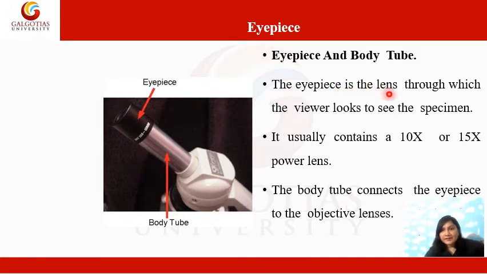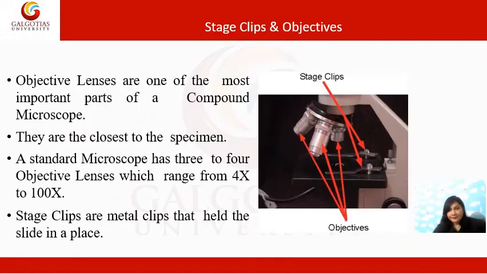The eyepiece is the lens through which the observer or the viewer looks to see the specimen. This usually contains the 10x or 15x power lens. This is actually the magnification power that I have already told you in the previous lecture. The body tube connects the eyepiece to the objective lens. Okay. So coming to the next slide.